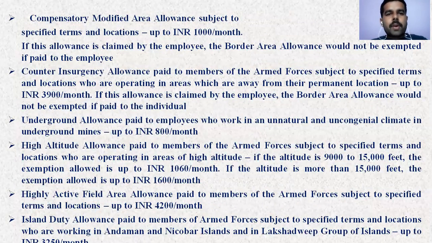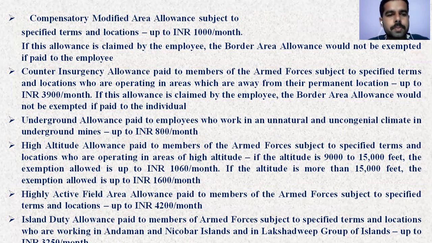Then compensatory modified area allowance, subject to specified terms and location, up to Indian rupee 1,000 per month. If this allowance is claimed by the employee, the border area allowance would not be exempted if paid to the employee. Simultaneously, this exemption is allowed only once. Next one, counter insurgency allowance paid to members of armed forces, subject to specified terms and location, who are operating in areas away from their permanent location, up to 3,900 rupees per month.